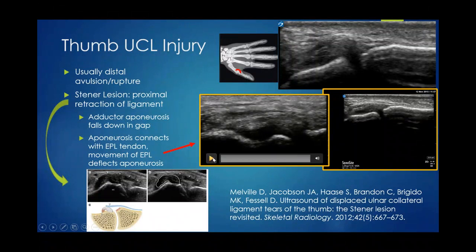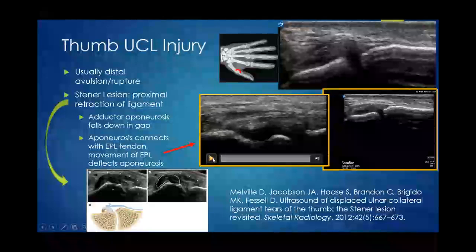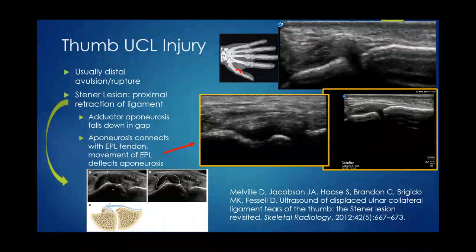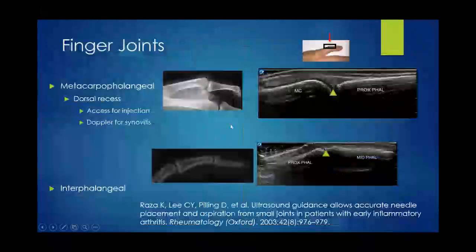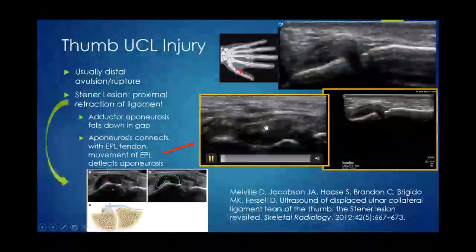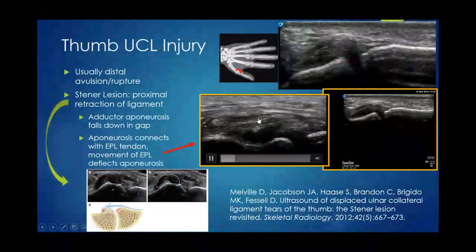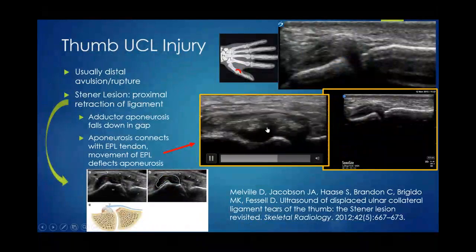We can therefore use the excursion of the extensor pollicis longus tendon by deflecting the IP joint of the thumb to move the aponeurosis back and forth, making it more conspicuous or easier to see overlying the ulnar collateral ligament.